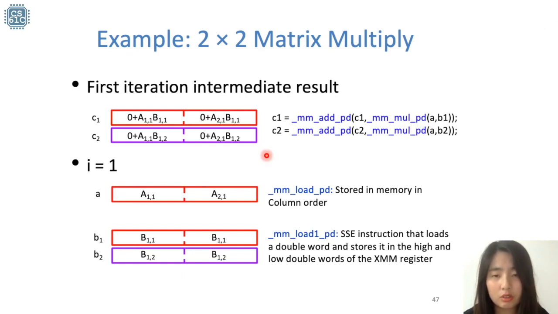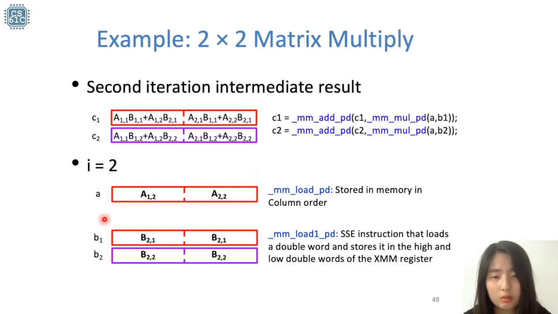In the second iteration, we'll need to calculate the rest part. So when i is equal to 2, we're looking at the second column of A, A12, A22, the second row of B, B21, B21, B22, and B22. Same operation. Multiply A with B1 gives us the second part of the first column of C1. Multiply A with B2 gives us the second part of C2. We can call _mm_add_pd to add the two multiplications together. That gives us the correct value, the first column of C and the second column of C. The final step is just to store the vectors we just calculated back to the array.